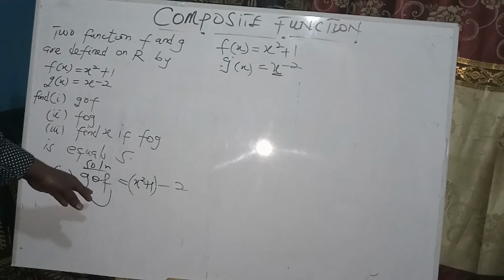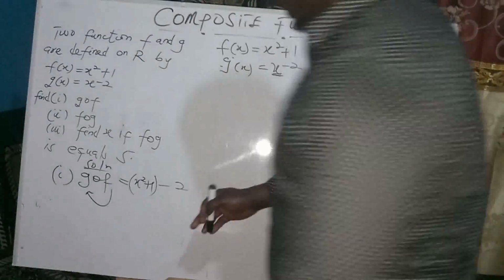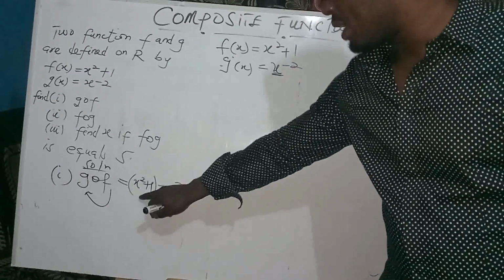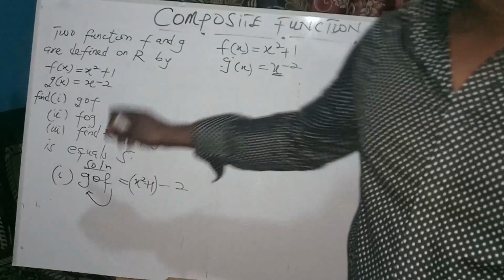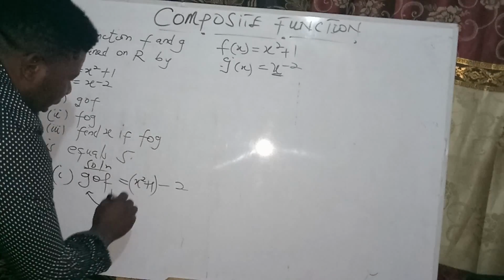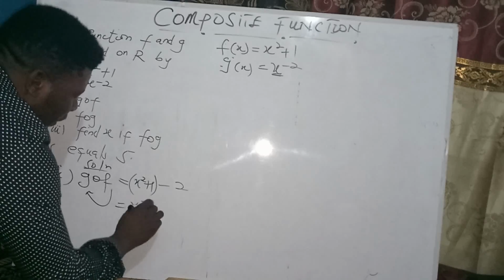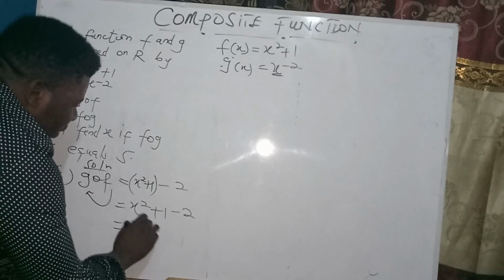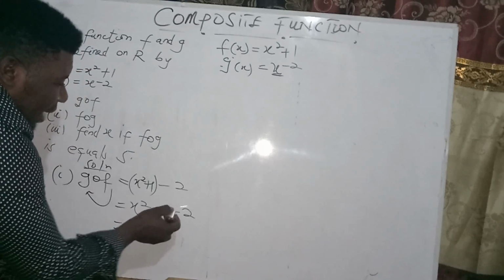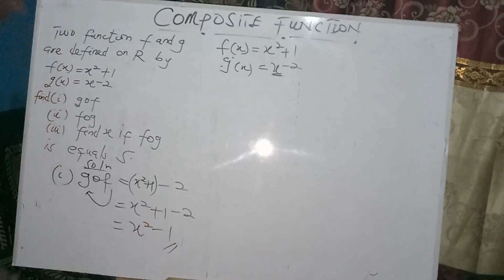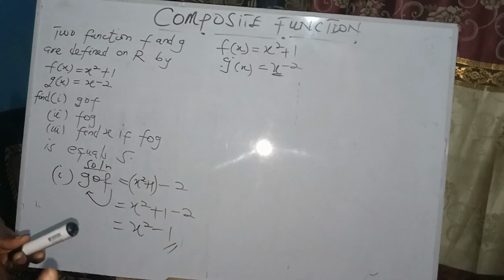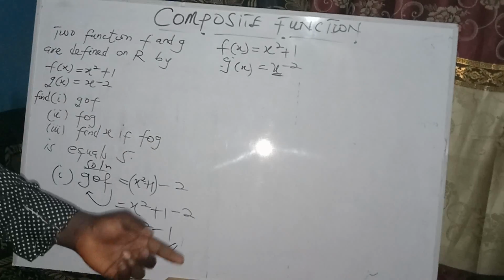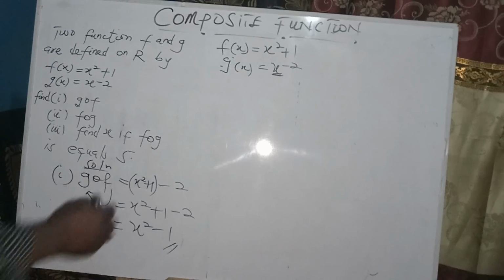Have you seen what is happening? It is no more x. It has changed from x to x squared plus 1. So to continue solving, it's going to be x squared plus 1 minus 2. 1 minus 2 gives us minus 1, so we have x squared minus 1. You see how simple it is? Maybe the next one will give you a clearer understanding of what I'm doing here. Let's take part II.